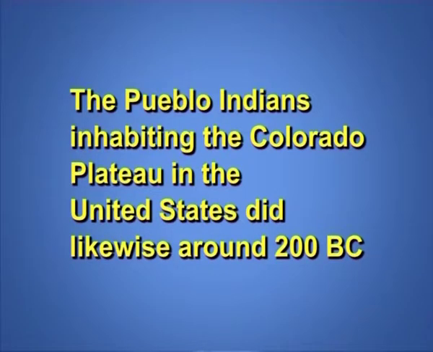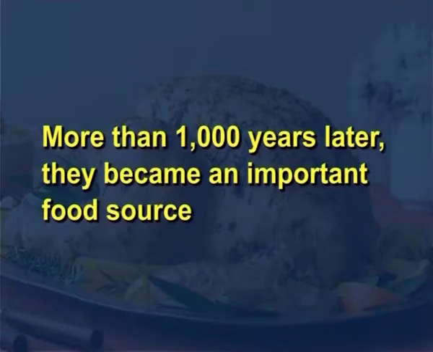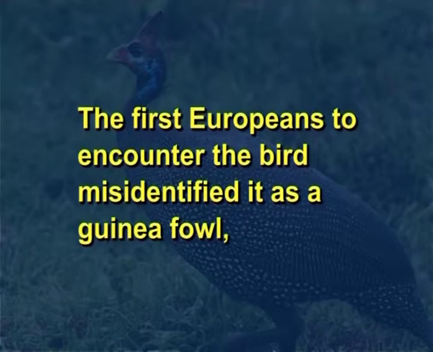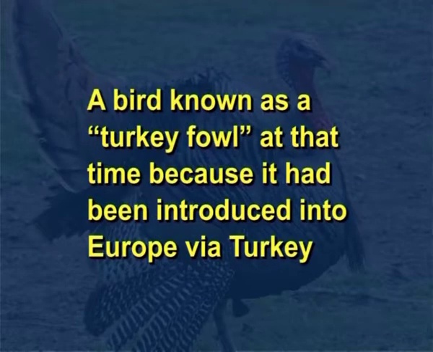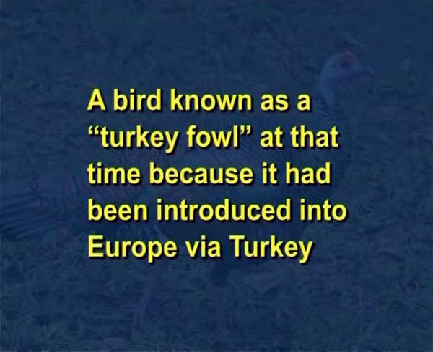The Pueblo Indians inhabiting the Colorado Plateau in the United States did likewise around 200 BC. They used the feathers for robes, blankets, and ceremonial purposes. More than 1000 years later, they became an important food source. The first Europeans to encounter the bird misidentified it as a guinea fowl, a bird known as a turkey fowl at that time because it had been introduced into Europe via Turkey.